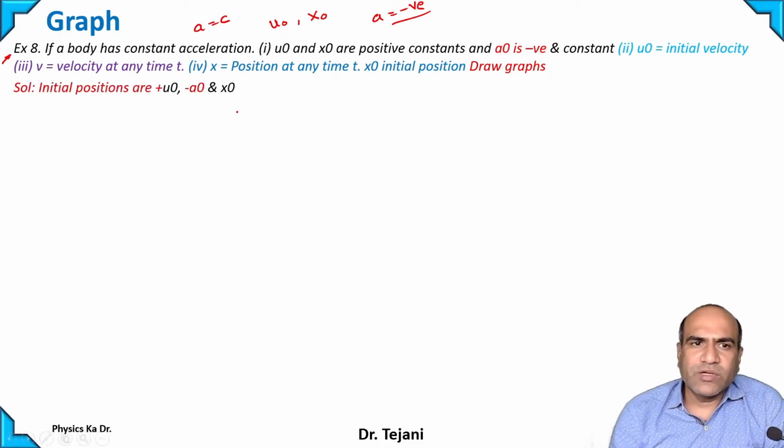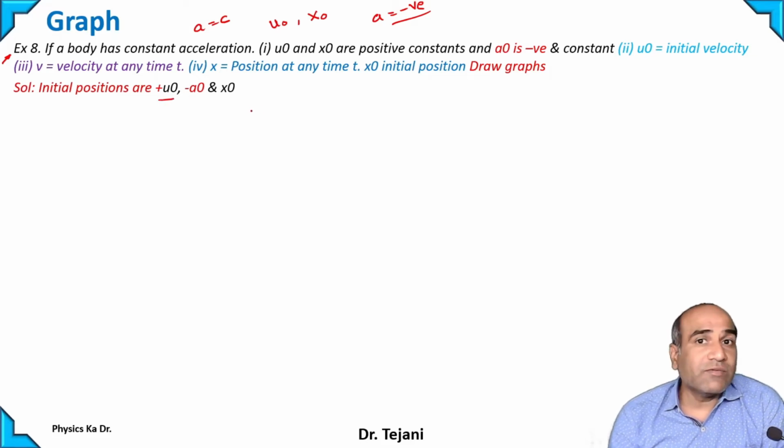So when we talk about the initial position, the initial velocity is positive, the initial acceleration is negative, and the initial distance is positive. Fine.